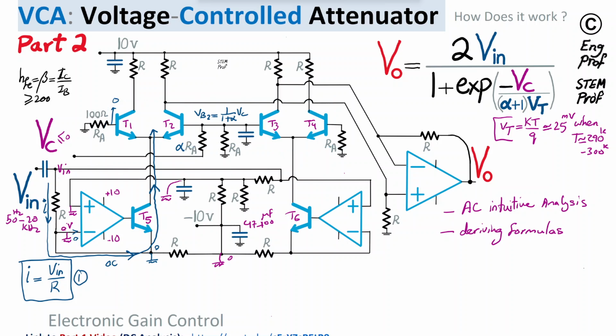So when we have VC exactly 0, so the base of T2 and base of T1 are both 0, the symmetry enforces that half of this AC current will go this way and half will go to the other branch.